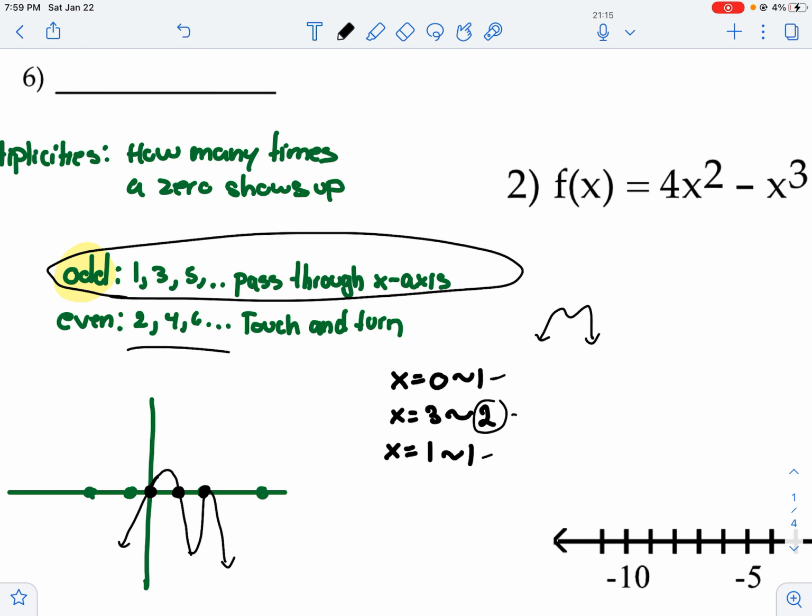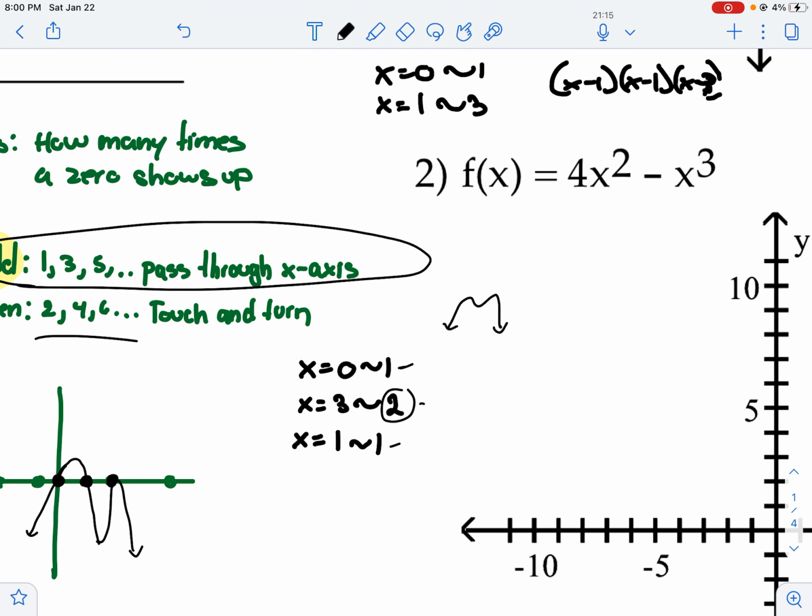odd number, that means 1, 3, 5. Let's just say x is equal to 0, and 0 only shows up once. x is equal to 1, and 1 ended up showing up 3 times. Let's just say it was x plus, well, it'd be minus because it's backwards: x minus 1 times x minus 1 times x minus 1. That means that 1 showed up 3 times, so it would have a multiplicity of 3.